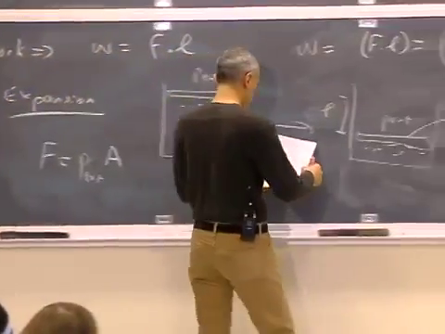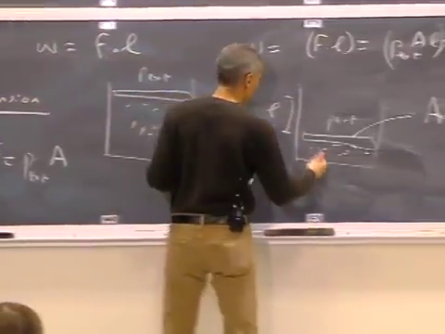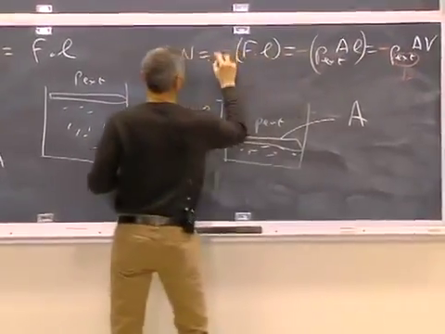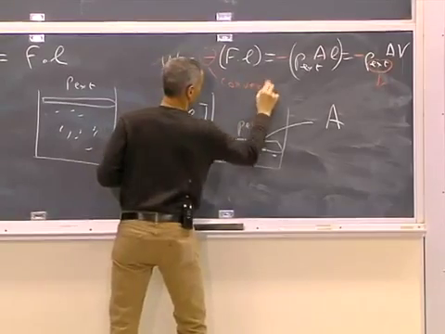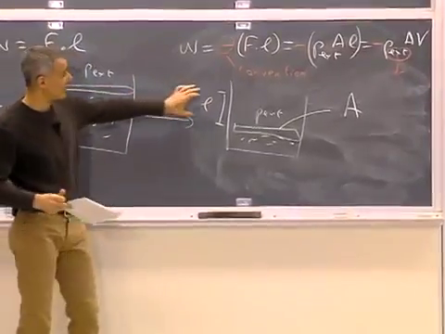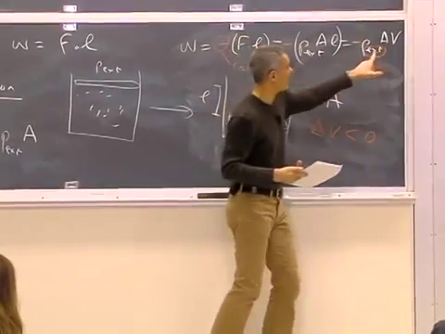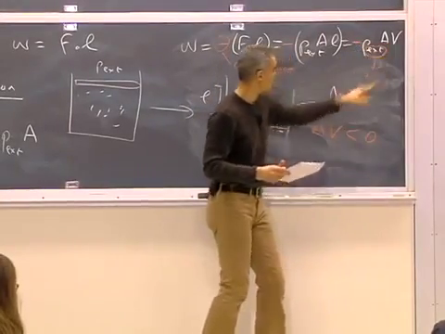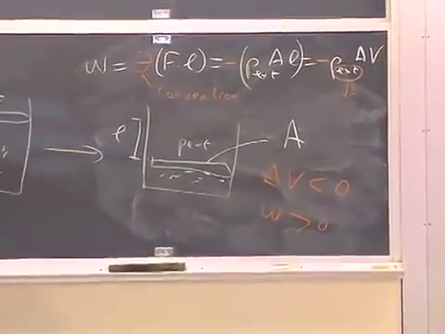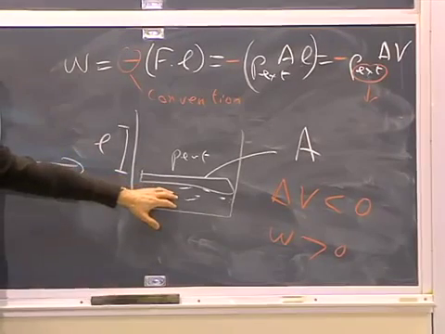Right? Now, we call that work positive work. All right. So that means we need to put a negative sign right here by convention. So if delta V is negative, in this case, delta V is negative. Pressure is a positive number. Negative times negative is positive. Work is greater than 0. We're doing work on the system, to the system. In this case here, work is positive.